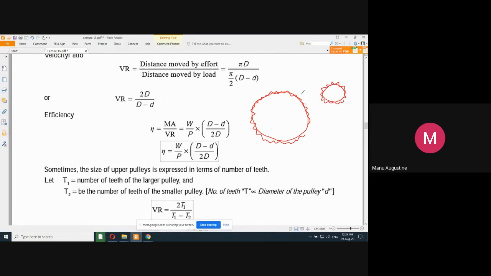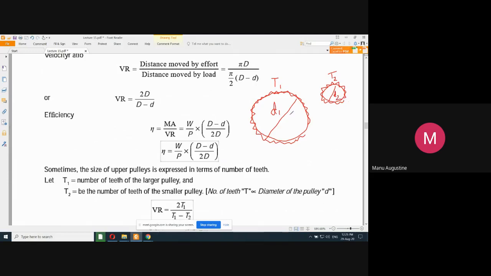Now what can you say about the number of teeth on this sprocket and the number of, okay, let me not take it as n1 since your formula is t1. Let me say the number of teeth on the first sprocket is T1 and the number of teeth on the second sprocket is T2. The diameter of the larger sprocket is D1 and the diameter of the smaller sprocket is D2.